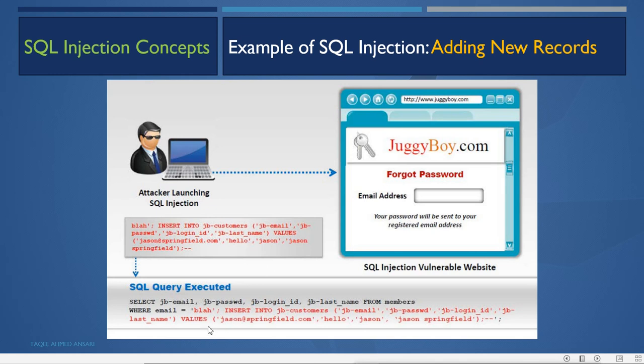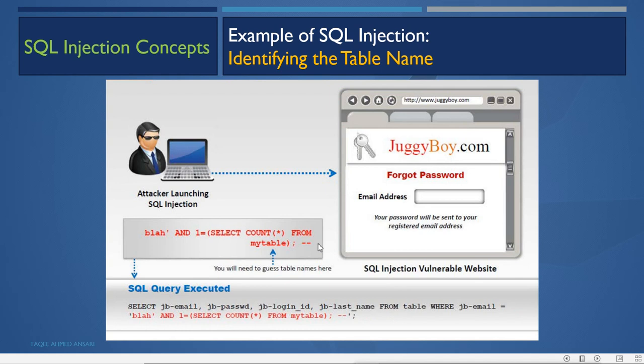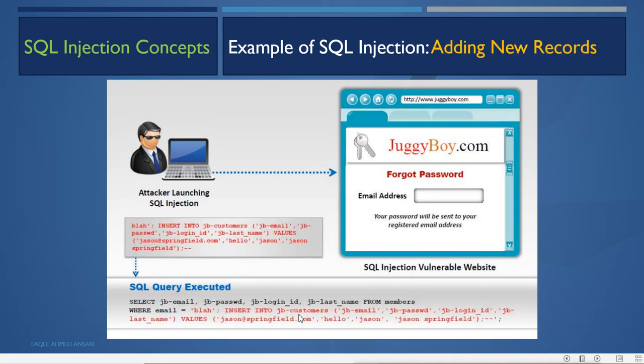You can see here the first query is ending after blah, and then it is saying insert into this table, and it is adding the values of this table, like email, password, and so on, and the values will be this. So first it is mentioning which columns must be added, and what values should be added into that row and that column. Email address hello Jason Springfield.